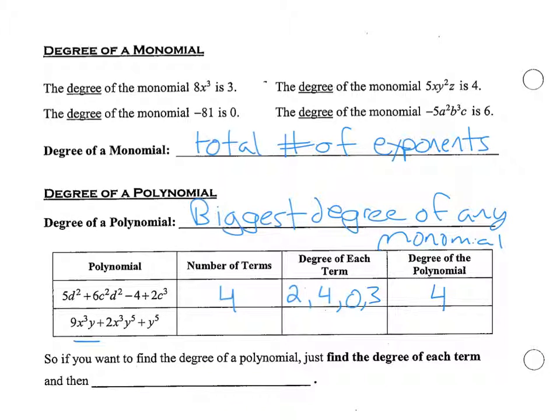Okay. Look at the bottom example. There's 1, 2, 3 terms. The degrees of each are 4 for the first one, because 3 and 1. 3 and 5 make 8 for the middle term, and then y to the fifth, so degree 5. So the degree of the polynomial is the biggest one, 8.